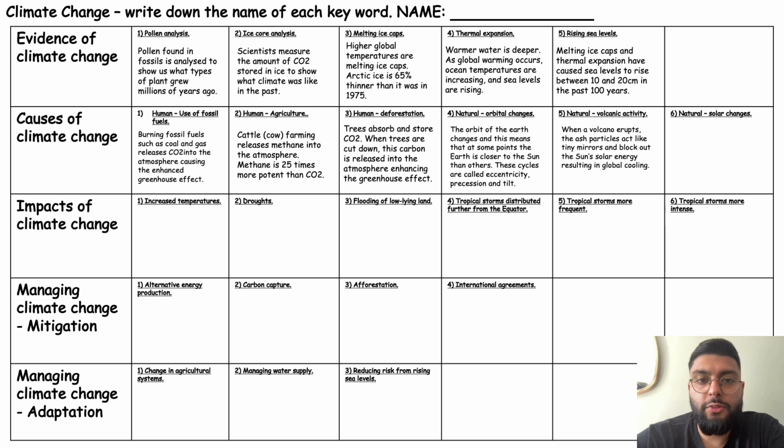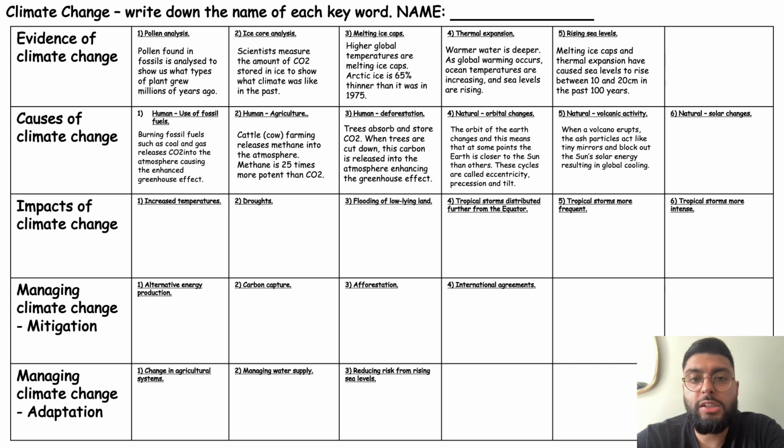Next natural cause of climate change is volcanic activity. So when a volcano erupts, the ash particles act like tiny mirrors and block out the sun's solar energy, or insolation, resulting in global cooling. The pieces of volcanic ash act like little bits of glass, refracting and reflecting sunlight, meaning that less sunlight gets into the atmosphere, resulting in cooler temperatures, sometimes called a volcanic winter.